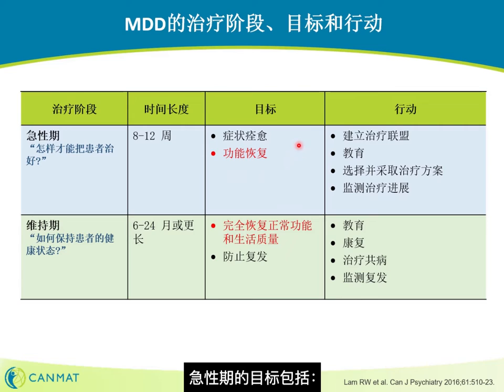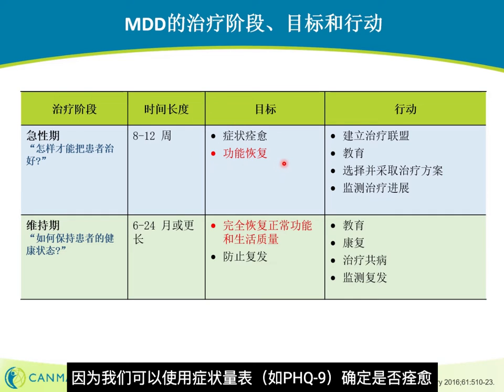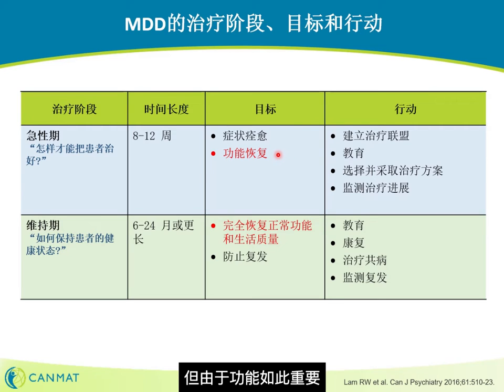And so we have different objectives for these phases. In the acute phase, the objectives include remission of symptoms and restoring functioning. And so that's where scales can help, because we can determine remission using a symptom scale like the PHQ-9. But because functioning is so important, we also should include a scale to measure functioning to make sure that that is improving along with symptoms.